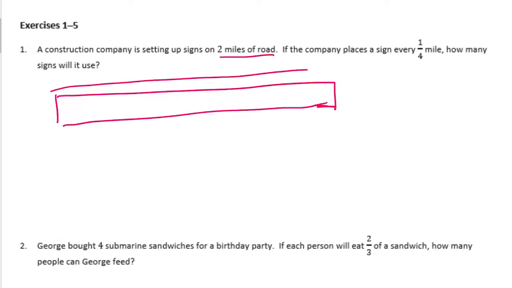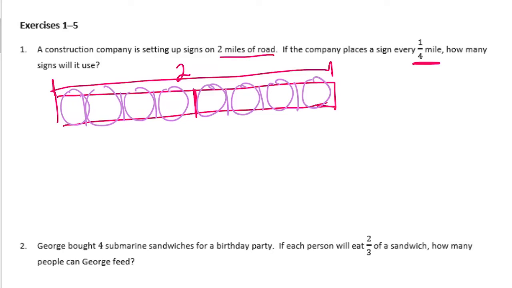So this whole thing is equal to 2. And if I place a sign every 1/4 mile, now I'm going to split these into 1/4. So there's the one whole split into 1/4. Another one split into 1/4. So each of these is a sign. So there's 4 signs, 8 signs. So there would be 8 signs.